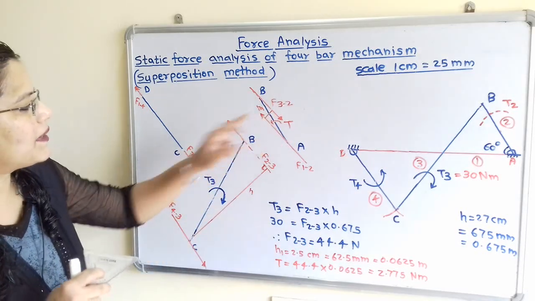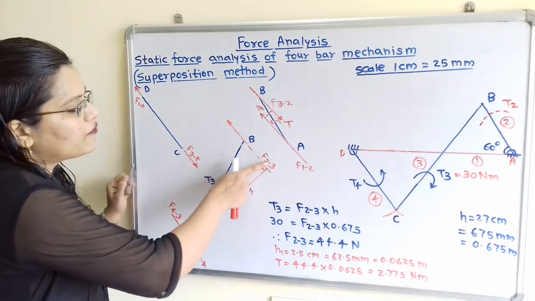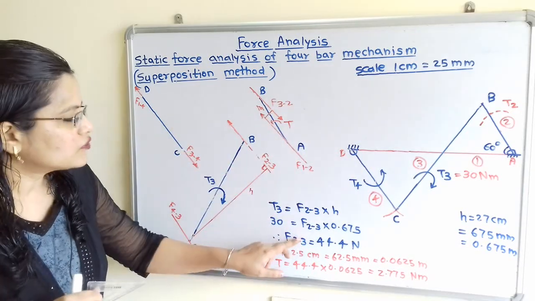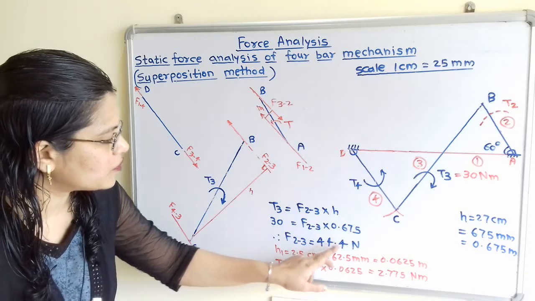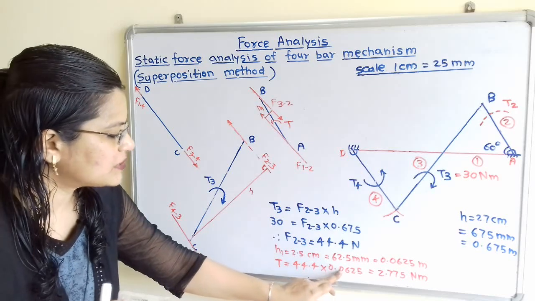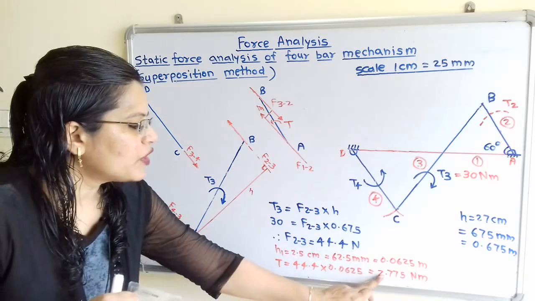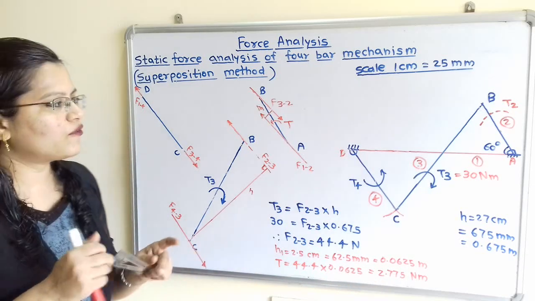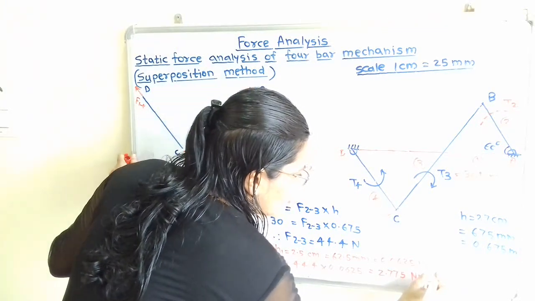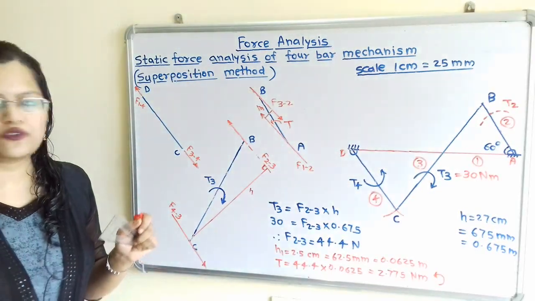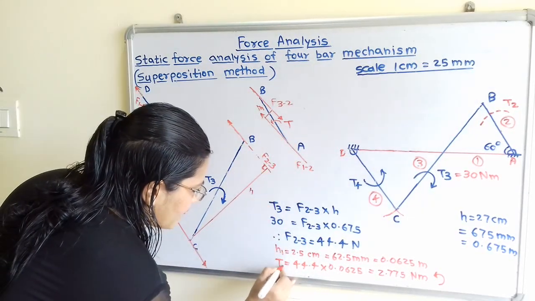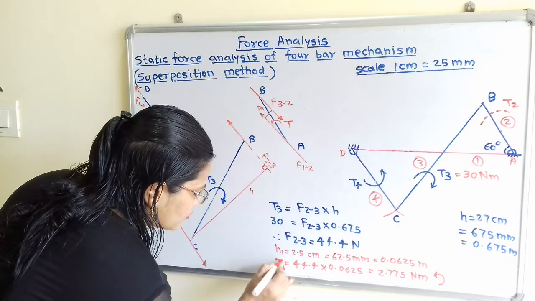So F of 3 to 2 multiplied by h1. Now we know that this F of 2 to 3 and F of 3 to 2 are equal in magnitude but opposite in direction. So we will take the same magnitude, that is 44.4, multiplied by this height h1, 0.0625, which is equal to 2.775 Newton meter. And what is the direction? So the direction is anti-clockwise, so we have to mention that here. So this is the answer of the first subgroup. So we will consider T as the first subgroup, I will consider it with respect to the base A. So TA.